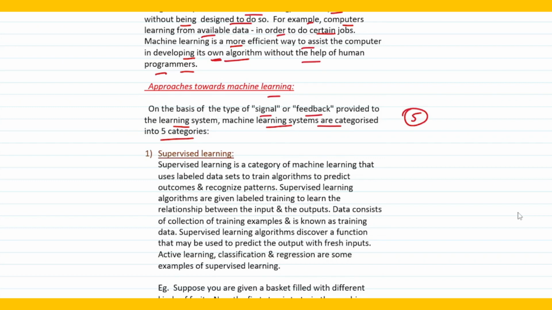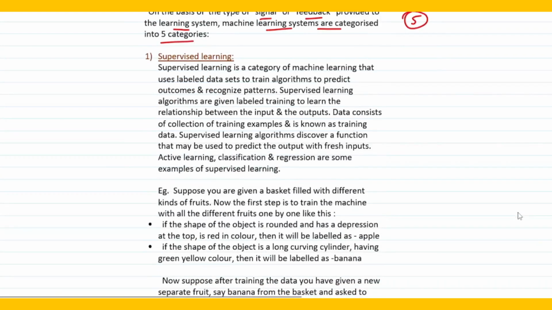Let's start with the first one. The first one is called supervised learning, right? When we talk about supervised learning, it is basically a category of machine learning that uses labeled data. So this is the key point here, that supervised learning uses something called labeled data for what? To train algorithms to predict outcomes and recognize patterns, right? So supervised learning is basically that category of machine learning that uses what? Labeled data. So the keyword here is labeled data. So supervised learning uses labeled data for what?